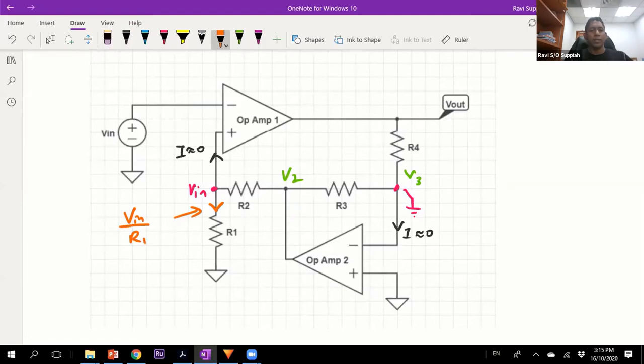Okay, and the current that is flowing through this resistor, IR1, has to be the same current that is also flowing through R2. Correct, because we say that I, in this case, is zero. The current flowing into the op amp is zero. So whatever current is flowing through R1 has to be the same current that is flowing through R2.